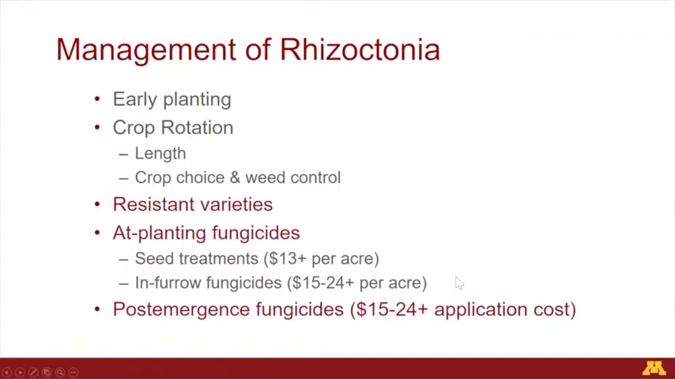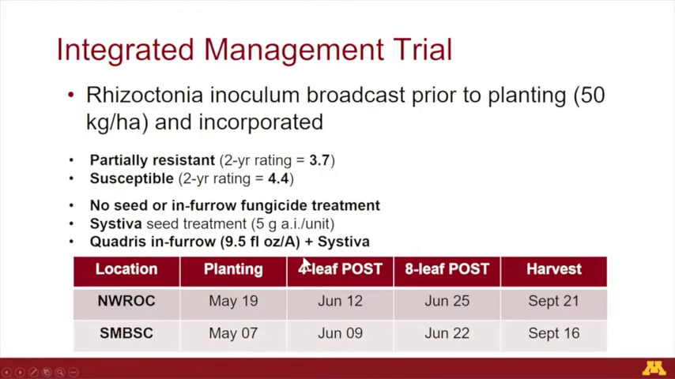And looking at some combination of the resistant varieties and also seed treatment, in-furrow fungicide, and the post-application, I call this an integrated management trial. We had this trial in 2020 at three different locations, but the best data we got was from Southern Minnesota. There was a lot of disease pressure. There was low to moderate disease pressure in Crookston. So we had two varieties, 3.7 and 4.4. That's the best variety from the Crystal area here, that's the reason it was included. And the susceptible one was about 4.4.